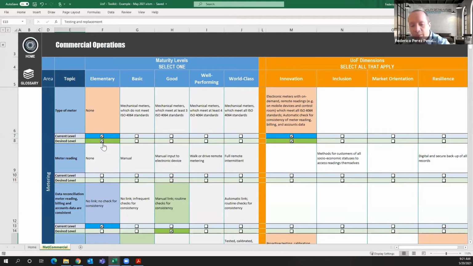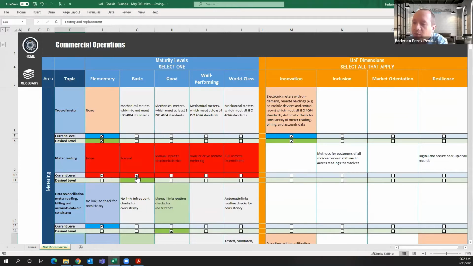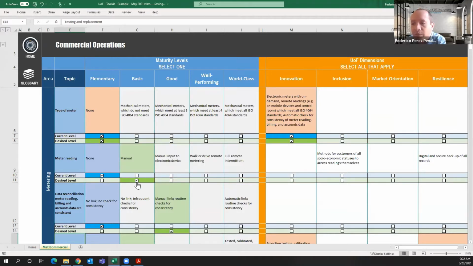No, for the current level, for the blue section, you can select just one. For example, for this type of meter reading, etc., and just one for desired level. I will give you just one example here. You can just select if you don't have a reading, or if you do, and your next level could be a manual reading process. It's the same as before, no? If you select more than one, this will appear in red. So you make sure that you have selected just one current level and one desired level.